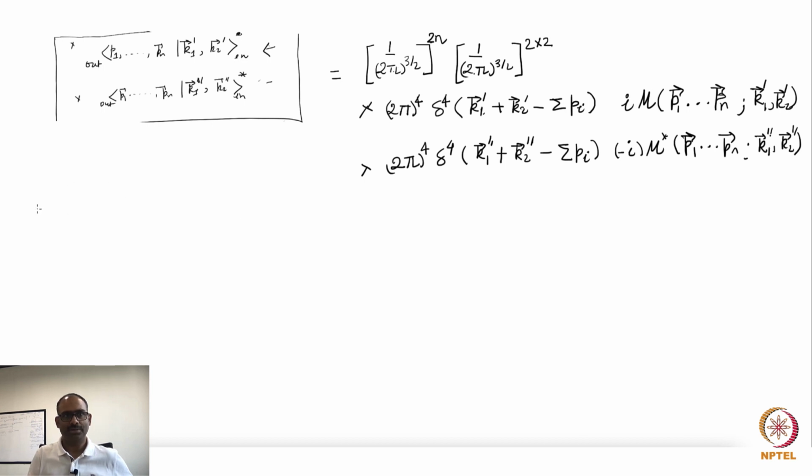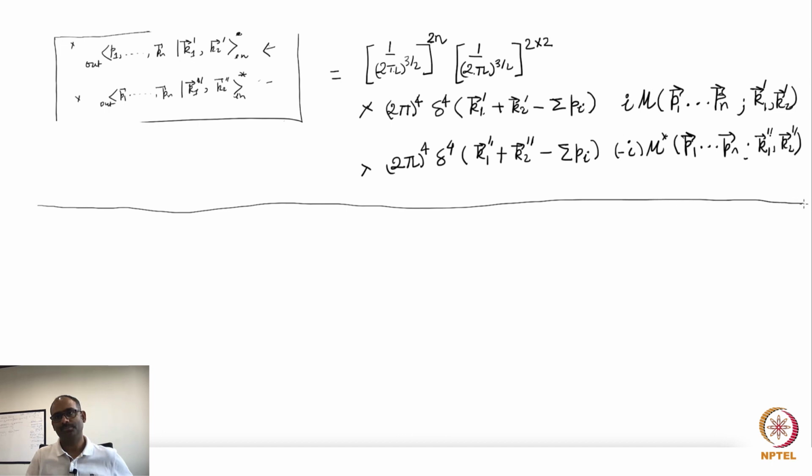You have 4 delta functions here, delta 4, which says that k1 prime plus k2 prime should add up to the sum over all the pi's. And another delta function saying that k1 double prime plus k2 double prime should also equal the sum of all the external momenta. So these are 8 delta functions.